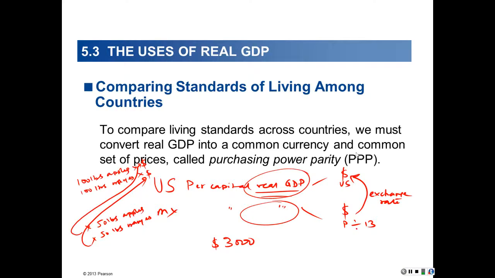We use a common set of prices called purchasing power parity. So instead of taking US physical output and converting it into US real GDP using US prices, and taking Mexican physical output and converting that into Mexican real GDP using Mexican prices, we don't do that anymore. We take Mexican output and we value that at US prices, at US base year prices. Do you follow me? That will give us a better sense of how well off the average Mexican is as compared to the average American. Okay?